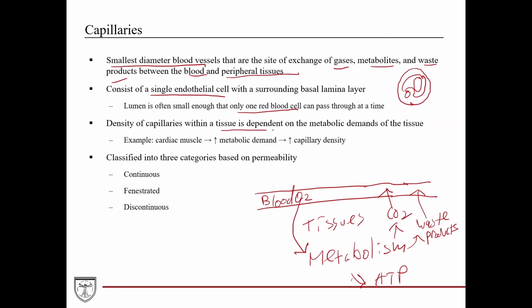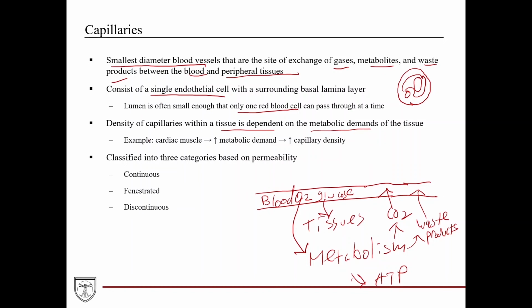The density of capillaries within tissues is dependent on the metabolic demand of the tissues. So since this is the site of where you exchange oxygen for CO2 and pick up waste products, and then also provide nutrients. So you eat a meal, you have glucose, you need to provide that to tissues, so you can drop glucose off into the tissues here at the capillary beds as well.